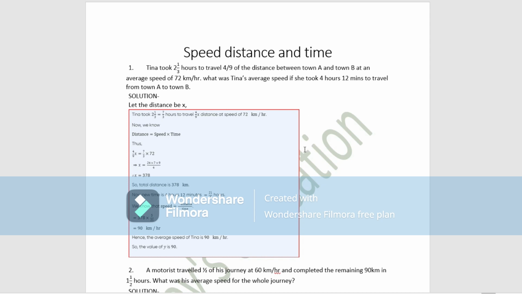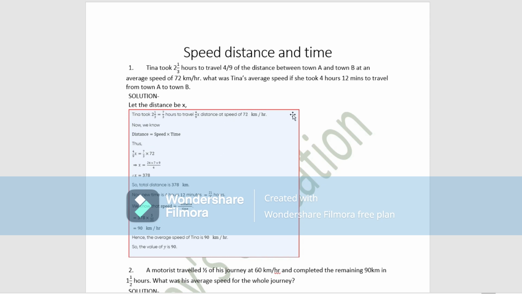So in that case, we are going to let the distance be x. Now Tina took 2 and 1/3 hours. If we change this mixed fraction into an improper fraction, we get 7/3 hours to travel 4/9 of the distance at the speed of 72 km per hour. This whole thing is given in the question.